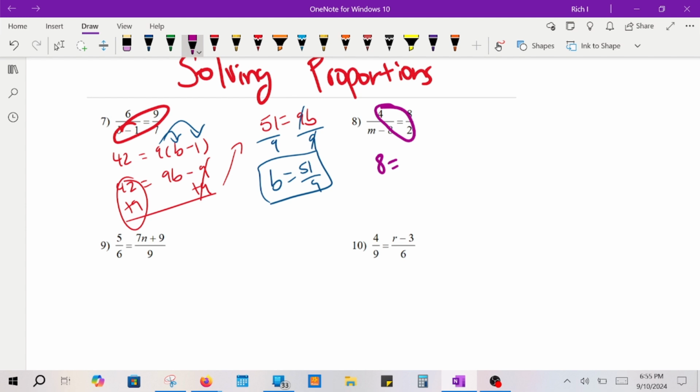And then, I gotta make this a little bit thinner. Alright, so we have 4 times 2, which is 8. And then we have m minus 8 times 8, which is going to be 8 times m minus 8. Alright, so we're going to distribute that m minus 8 to the 8. And what we're going to get is 8 is equal to 8m minus 64. We're going to add 64 to both sides to cancel it out.